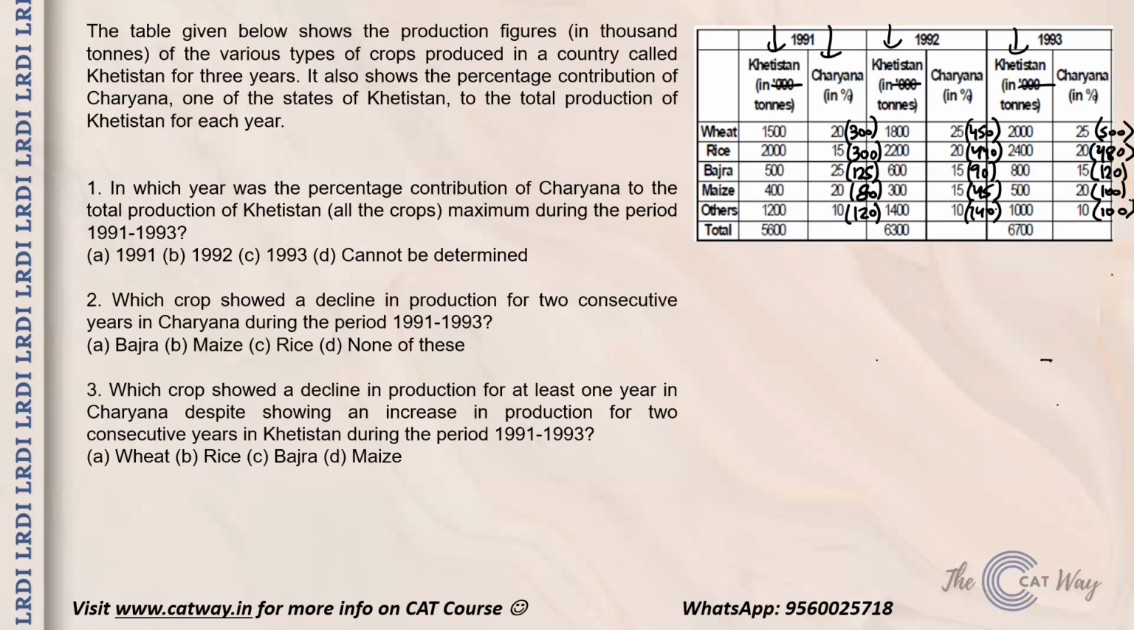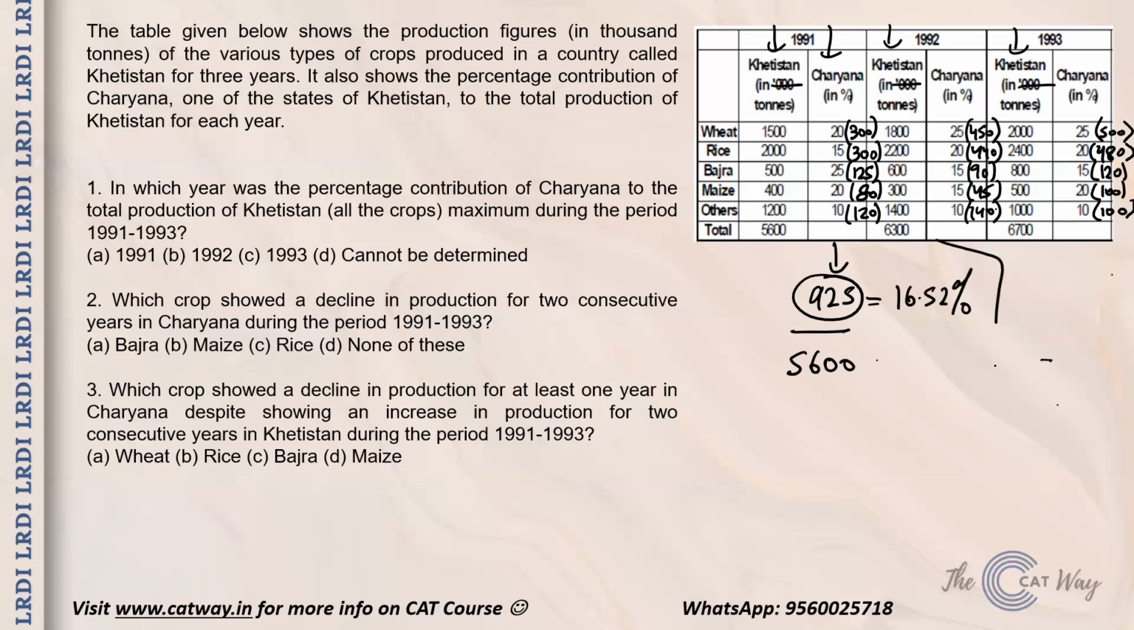Now the first question is, in which year was the percentage contribution of Chariana to total production of Kyrgyzstan, all crops included, maximum during the period? Now from Chariana in 1991, the total contribution was 300 plus 300, 600, 600 plus 125, 725, 725 plus 80 would take you to 805, and 120 more will take you to 925. So 925 production came from Chariana out of 5600 of total.